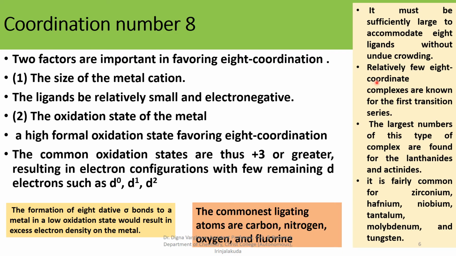Okay, relatively few 8 coordinate complexes are known for the first transition series, that is the 3d series. The largest number of this type of complex are found for the lanthanides and actinides. 8 coordination complexes are mainly found for the lanthanides and actinides. It is fairly common for zirconium, hafnium, niobium, tantalum, molybdenum, and tungsten.